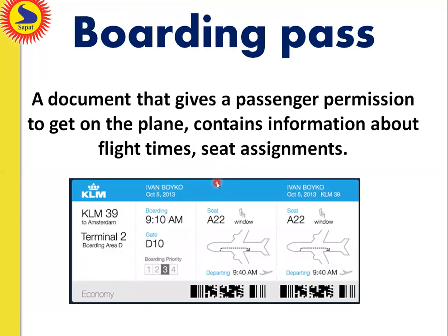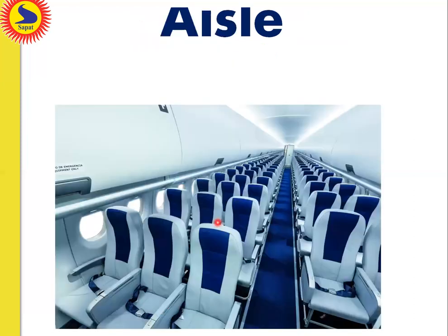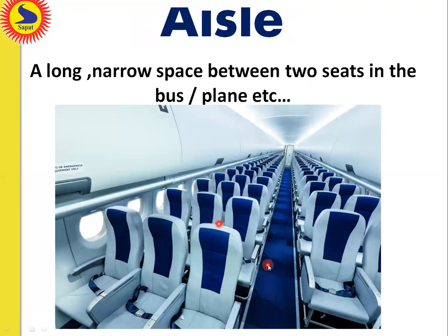Boarding pass. This is a document that gives you permission to get on the plane. It contains information about your flight, about your gate number, and about your seat. Boarding pass. Aisle. This is a long, narrow space between two seats on the plane. Aisle. Here is some bonus vocabulary.